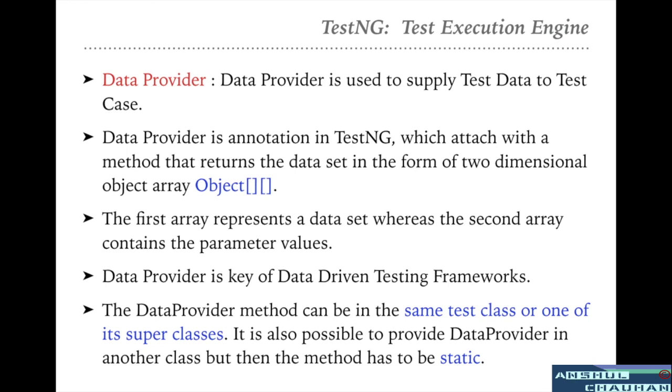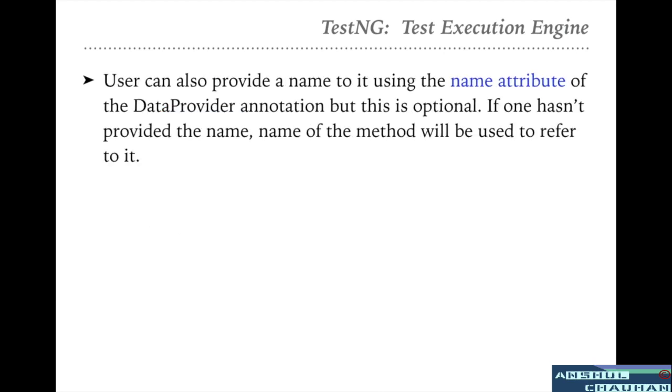So data provider method can be present within the same test class or one of the parent test classes, so that we can easily inherit that particular method, right? If this is not possible and the scenario is my data provider is present in some other class, then we need to make that particular data provider method static so that we can access that method without the reference of the class, right? One more thing we need to understand about the data provider.